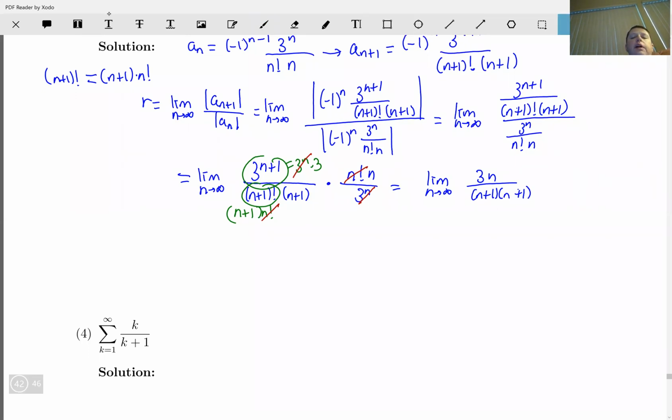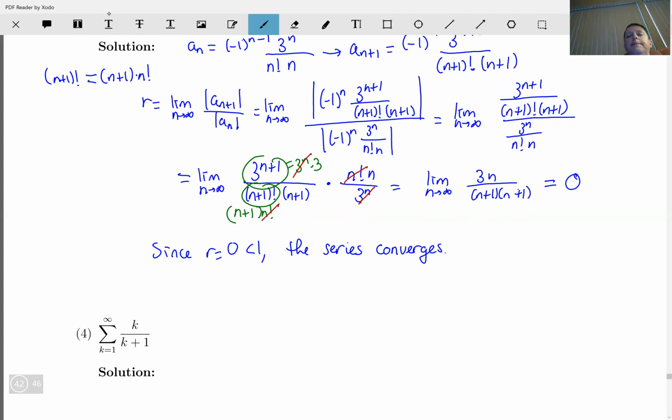which I think we can just say is 0 because the denominator has a higher degree than the numerator. You could prove this by dividing everybody by n, but that's starting to be a pain. So we know it's 0. Since r is equal to 0, which is less than 1, that tells us that the series converges. Awesome.